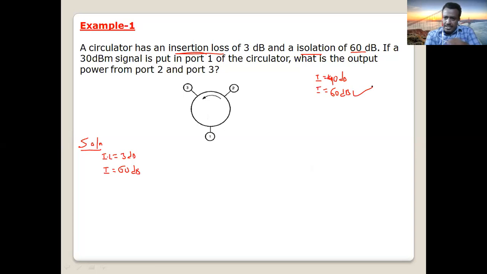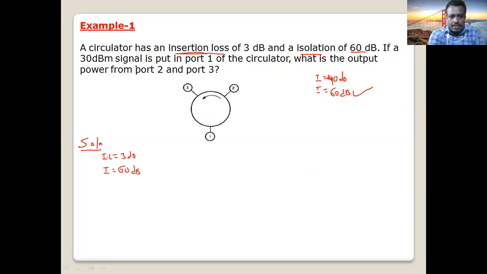When I say leakage, a signal will go in the wrong port. It will be very small when isolation is high. So the higher the isolation, the better the quality of the circulator. But insertion loss, again, is attenuation by the component, so we need to minimize it as much as possible. Okay, so these are given.